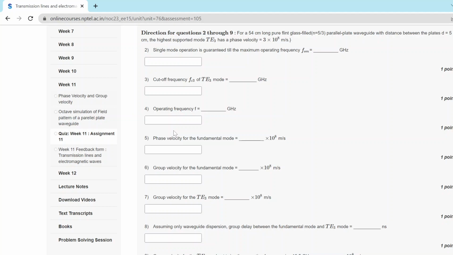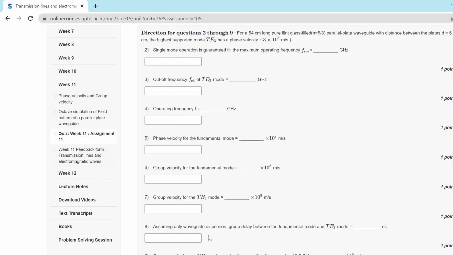Okay. So based on the mode number we need to find. Fundamental mode, you should know what is the mode number to be kept. For a given mode, please substitute the appropriate mode number to find the corresponding group velocity. Once you know the mode number, it is easy to calculate the cutoff frequency of that particular mode and then use the expression to find the Vg. Okay, assuming only waveguide dispersion, group delay between the fundamental mode and the TE3 mode. So this question is on the delay between fundamental mode and the TE3 mode.